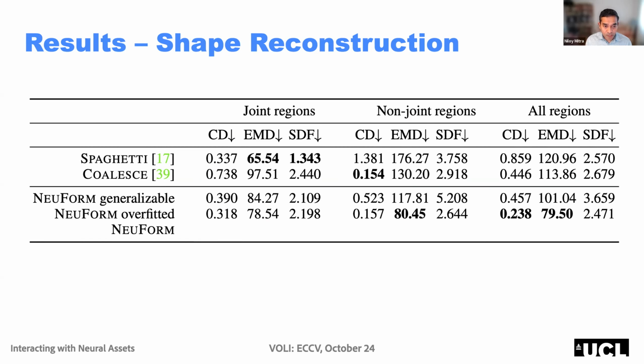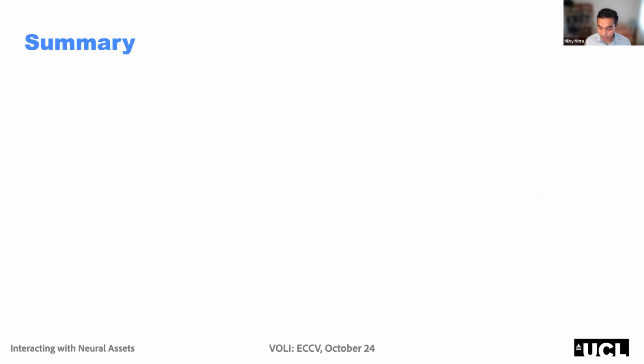That the overfitted numbers are very good. They should be because they're overfitting to the individual examples. But please remember that the overfitted numbers are for the original shapes. But as soon as we start editing, these numbers are not so good. And in contrast, the new form gets a nice balance between these two.